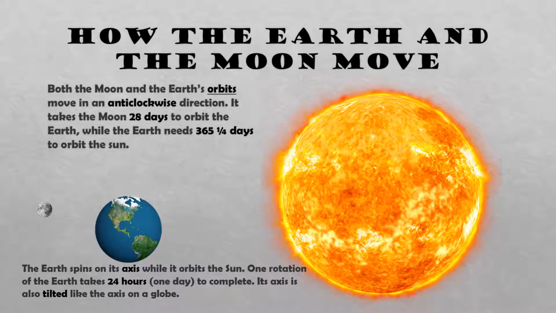One rotation of the Earth takes 24 hours to complete. Its axis is also tilted, like the axis on a globe.